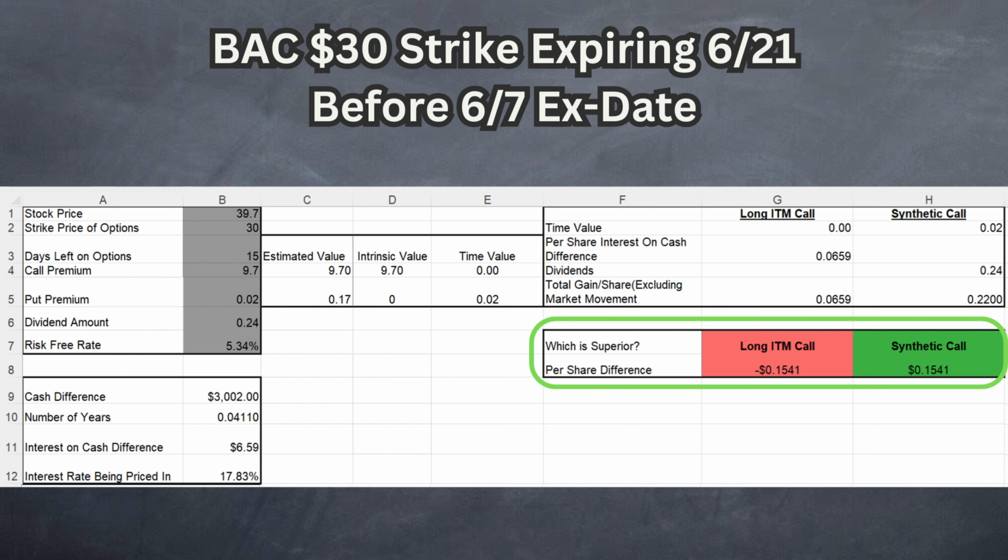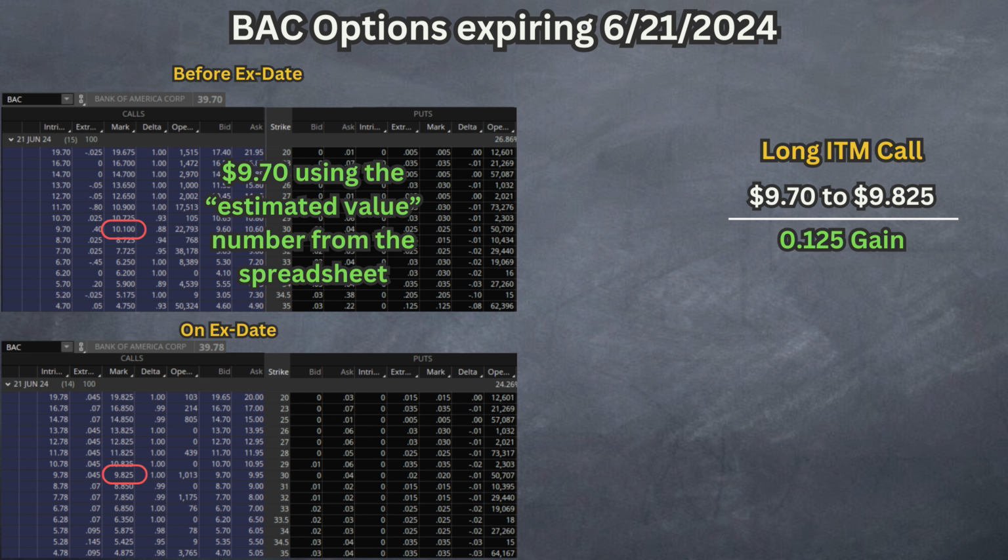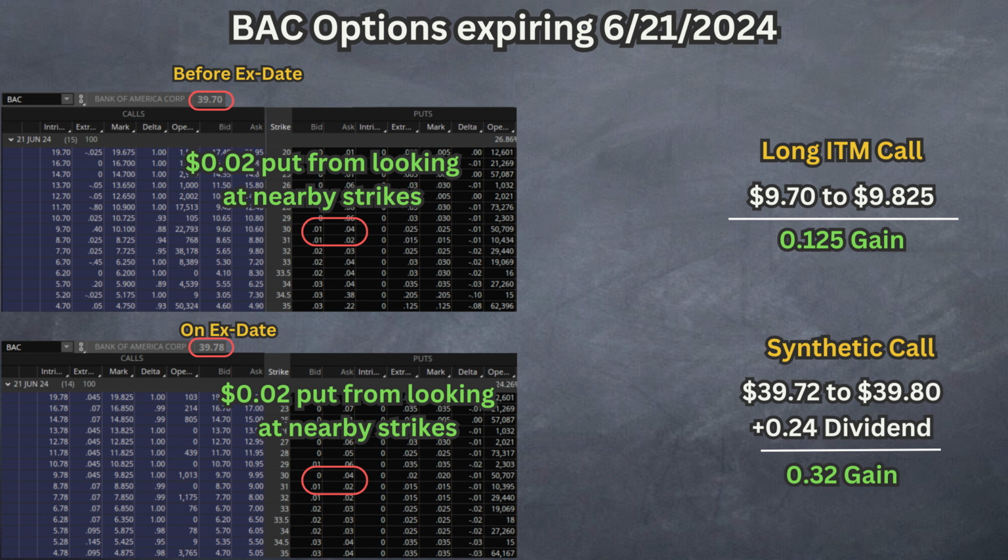Let's compare the numbers before and on the X date to see if the spreadsheet is correct. Before the X date, the long call was worth $9.70, and on the X date, it was worth $9.825, a gain of 12.5 cents. And the synthetic call went from $39.72 to $39.80, a gain of 8 cents. But you also get the 24-cent dividend for a total gain of 32 cents.